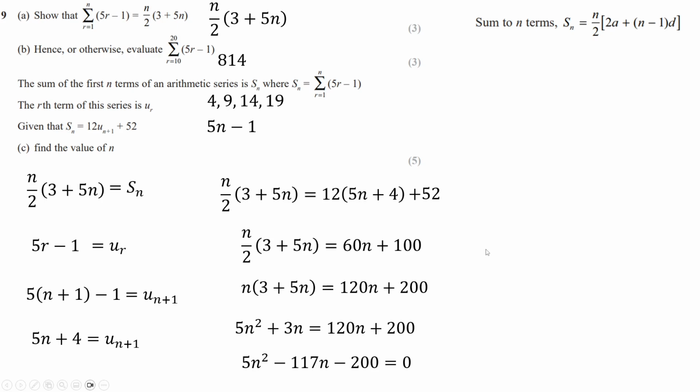This does factorize, or you could just put it into a calculator because you've got one. You'll get n equals minus 8 over 5 or n equals 25. You can't have a decimal position in a series, or even a negative one for that matter. You can just think about it kind of logically. It can't be a fraction like minus 1.6 into a series, it'll just be some whole number into it. So you can't say this is a solution. So n equals just 25.